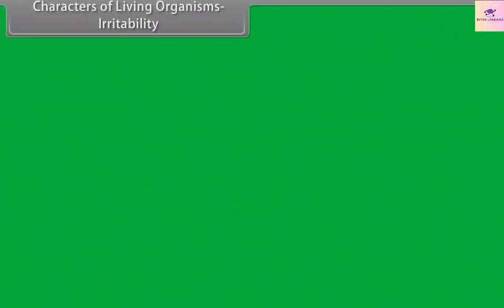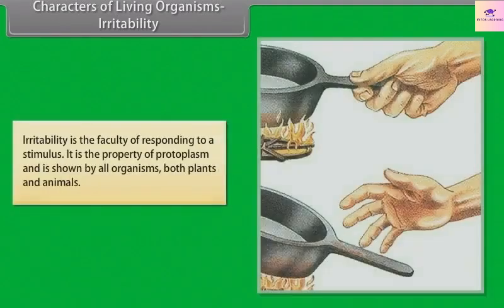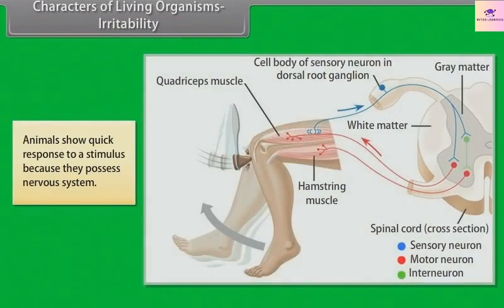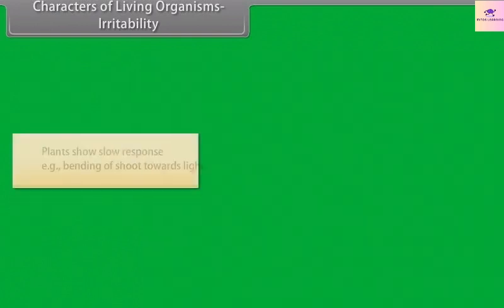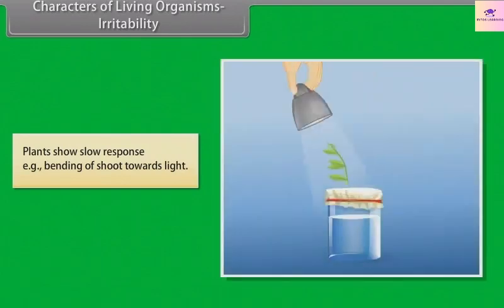Characters of living organisms: Irritability. Irritability is the faculty of responding to a stimulus. It is the property of protoplasm and is shown by all organisms, both plants and animals. Animals show quick response to a stimulus because they possess a nervous system. Plants show slow response. Example: bending of shoot towards light.